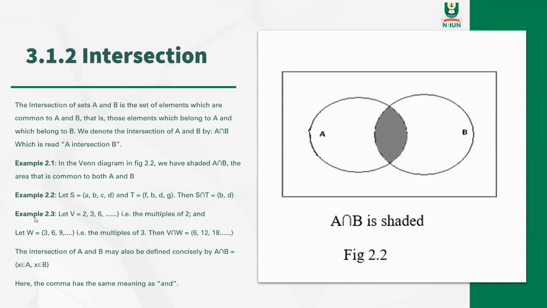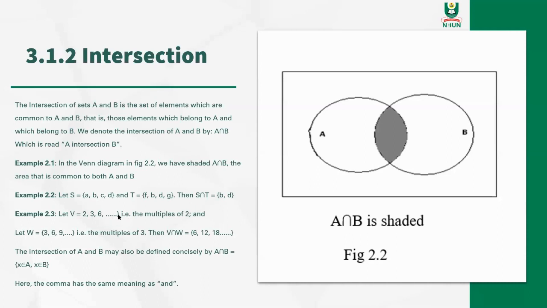Now, example 2.3. We have our set V to be 2, 3, 6, multiples of 2. Something is wrong there. What is wrong with that question? Is 3 a multiple of 2? No, sir. Change that 3 to 4. It's a typographical error. So the set V is going to be 2, 4, 6, and so on. Is that okay?